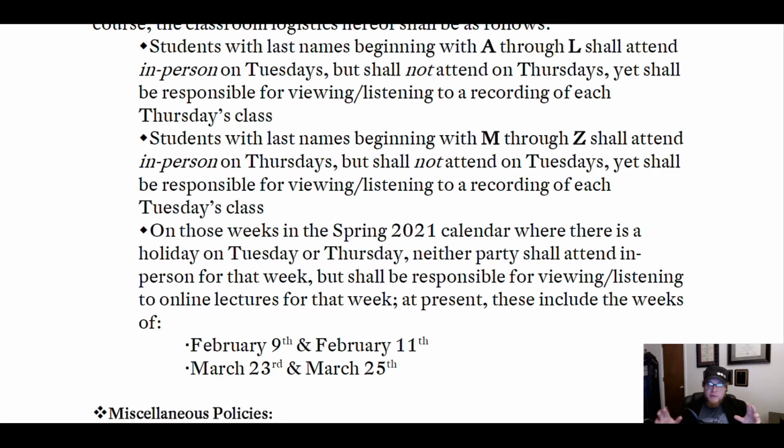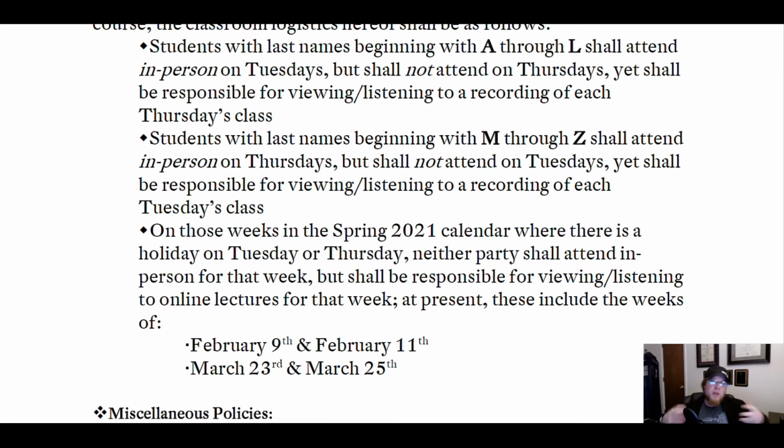So that's the sense of the logistics for this class. If you have questions about that, please do not hesitate to email me. Which group am I in? When do I show up? When do I not show up? But for our purposes so far, here's what I want you to know. A through L, be there on Tuesdays. Don't show up on Thursdays, but you will be responsible for a class recording. M through Z, you will show up on Thursdays. You will not show up on Tuesdays.